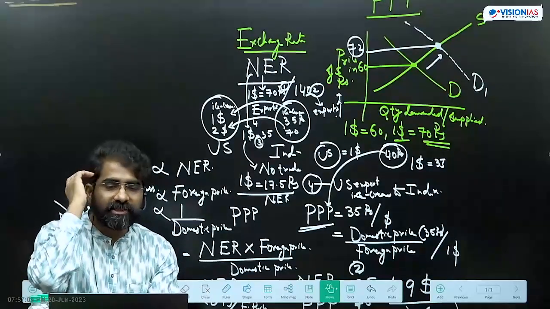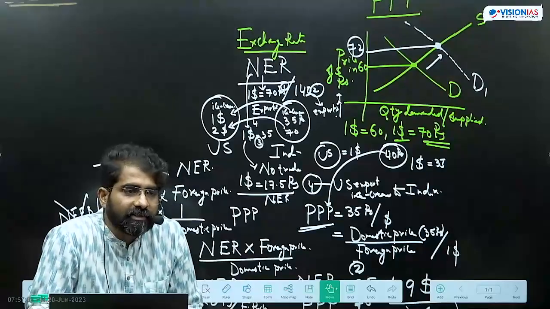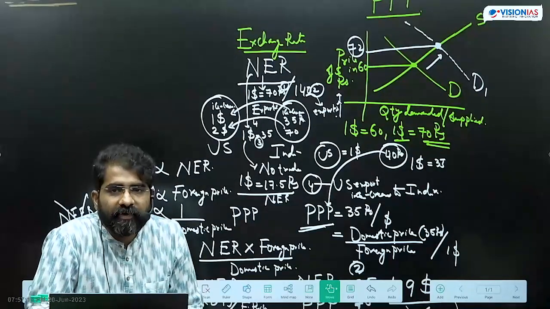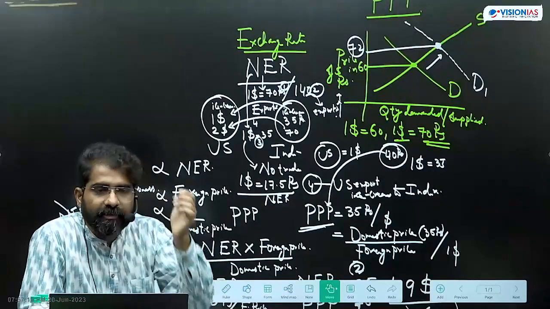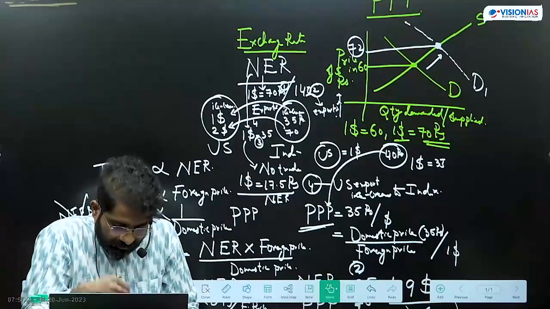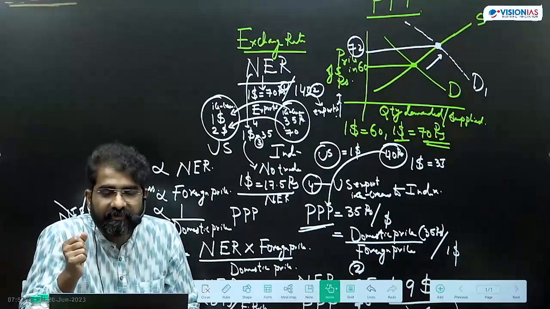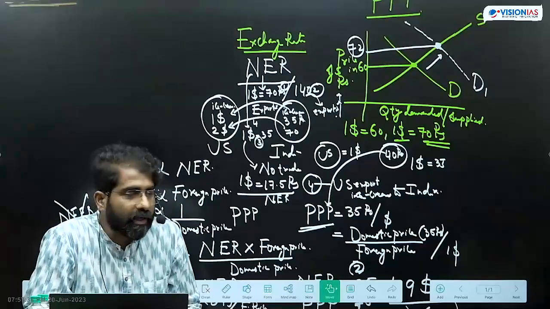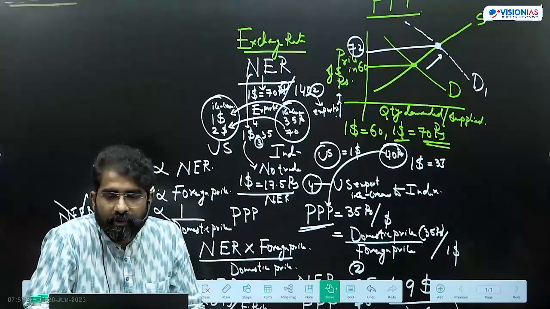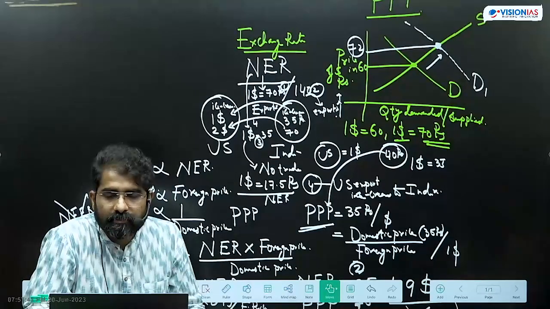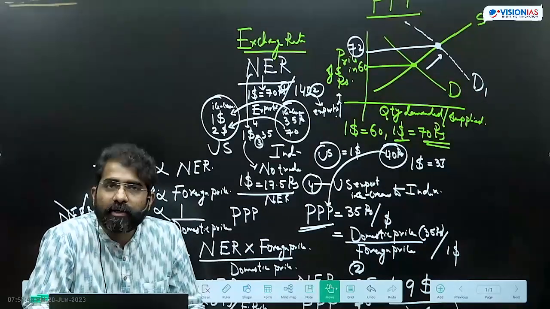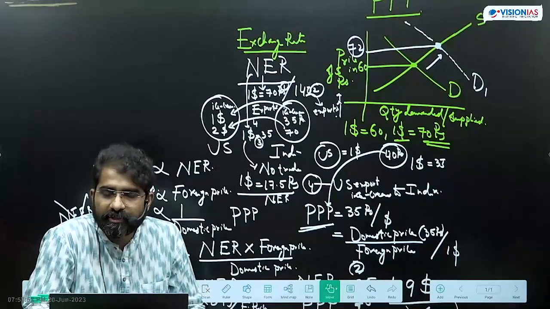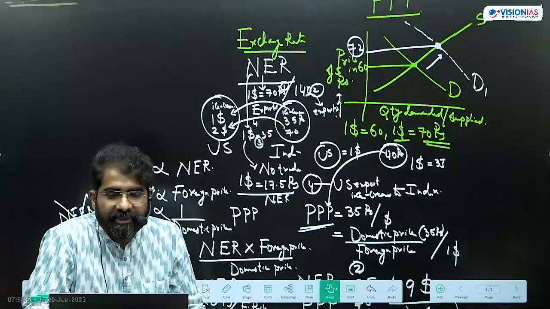Then put the heading PPP exchange rate. Write down. Let us consider an example where an ice cream is costing 35 rupees in India, and the same ice cream can be purchased at $1 in US.